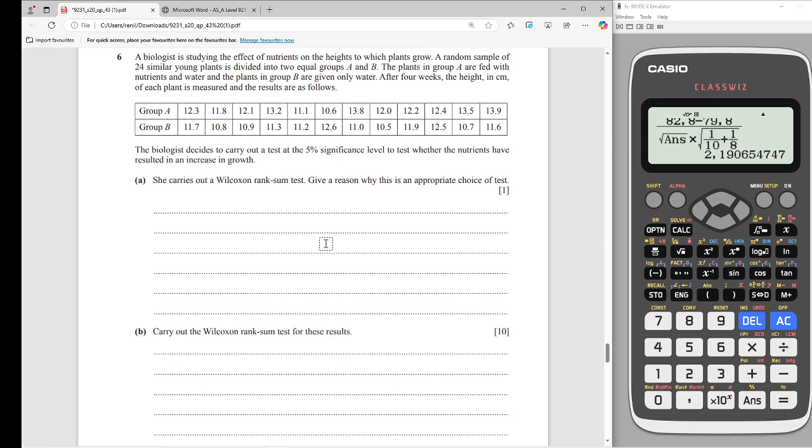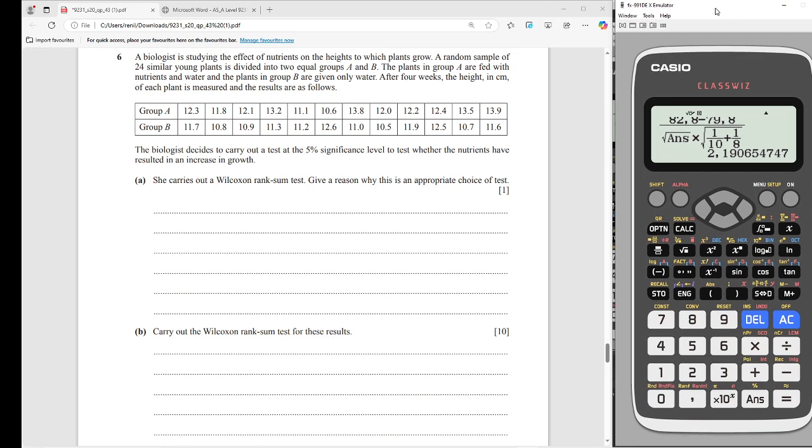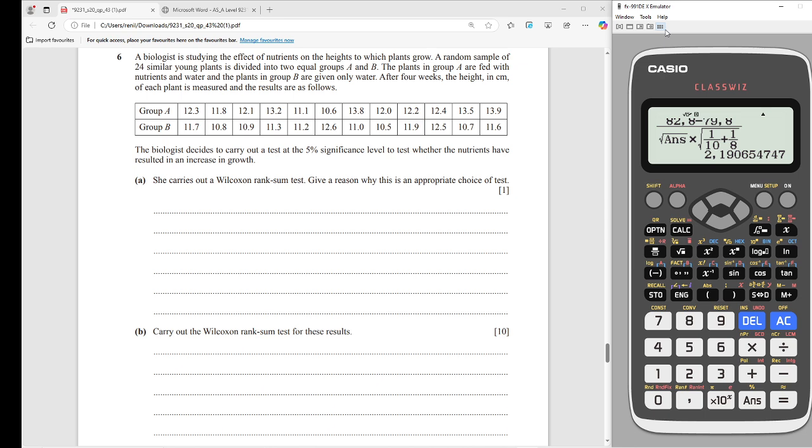Next up we have non-parametric tests. A biologist is studying the effect of nutrients on the heights to which plants grow. A random sample of 24 young similar plants is divided into two groups, A and B. Plants in A are fed with nutrients and water. Plants in B are given only water. After 4 weeks, the heights in centimeters of each plant are measured and results are as follows. The biologist decides to carry out a test at a 5% significance level to test whether nutrients have resulted in an increase in growth. She carries out a Wilcoxon rank-sum test. Why is this an appropriate choice of test?